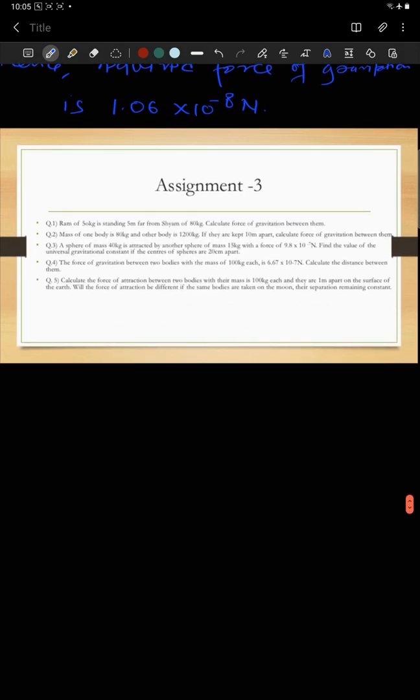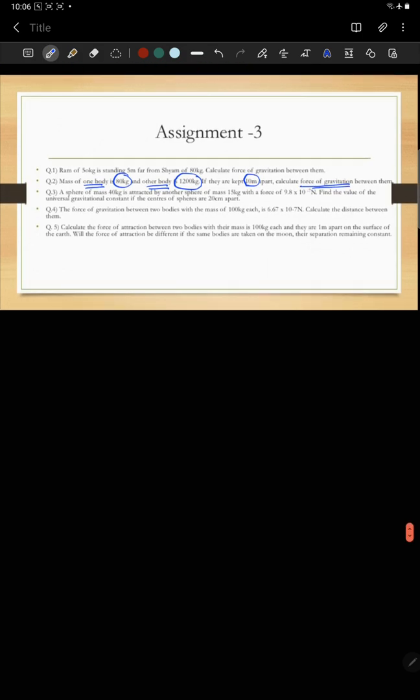Question number 2. So read the question. There are two bodies. Mass of one body is 80 kg, and there's another body of 1200 kg, and they are kept 10 meter apart. That means the distance between them is 10 meter. In that condition, what is the force of gravitation between them?